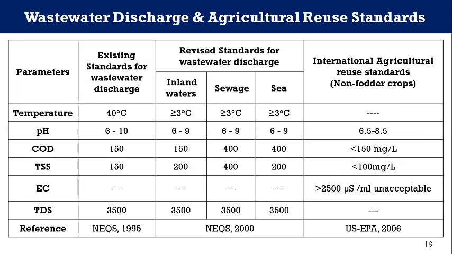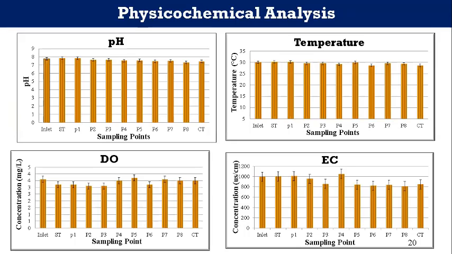Okay, results and discussion. Standards for wastewater discharge and agricultural reuse are given in the table. Although Pakistan does not have a reuse standard for wastewater, we use the International Agricultural Reuse Standard of US EPA for comparison. So first of all, the pH.